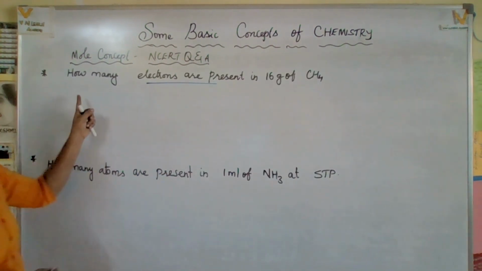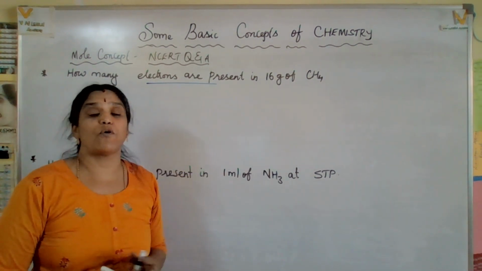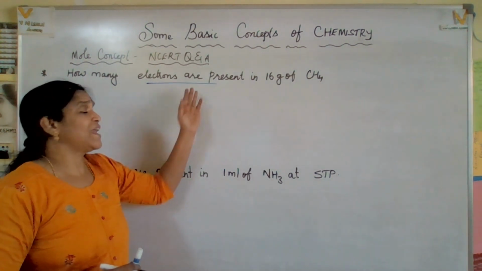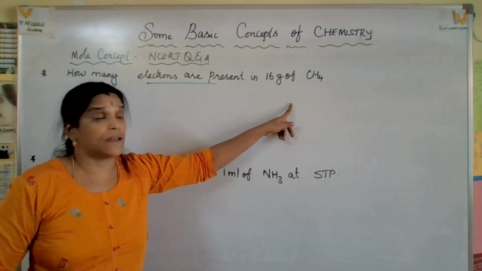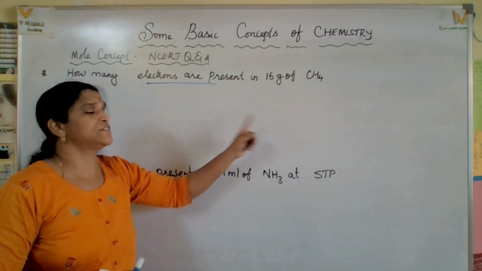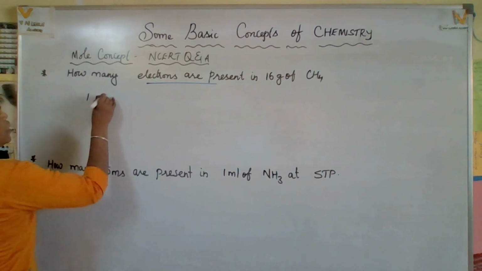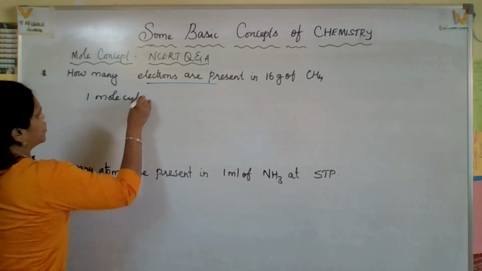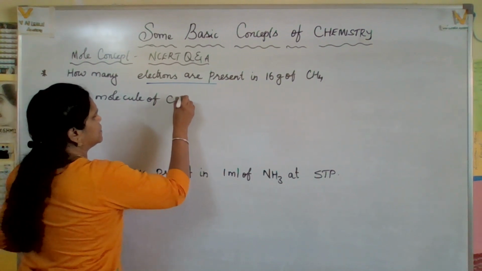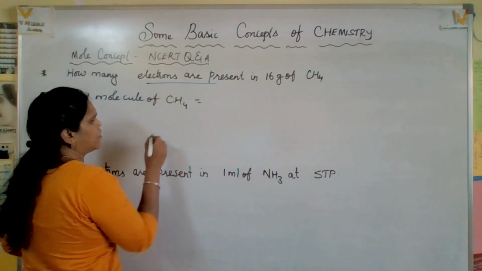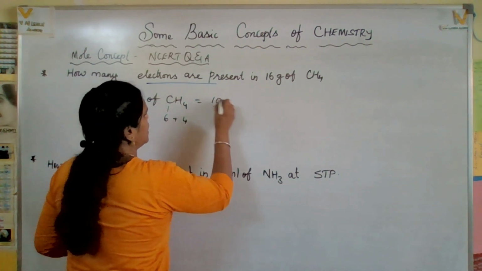The next question, very simple and interesting. How many electrons are present in 16 gram of methane? Number of electrons they asked. See, it's very simple. 1 mole of methane contains how many electrons? Therefore, 16 grams of methane. Let us find out. One molecule of methane, CH4, contains how many electrons? Here 6 plus here 4. So 10 electrons.